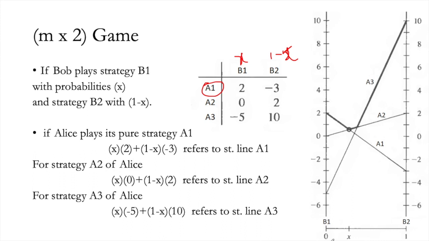So if x is 0, in this particular case, we will be here on this line, we will be at 2. If x is 1, we will be at minus 3.